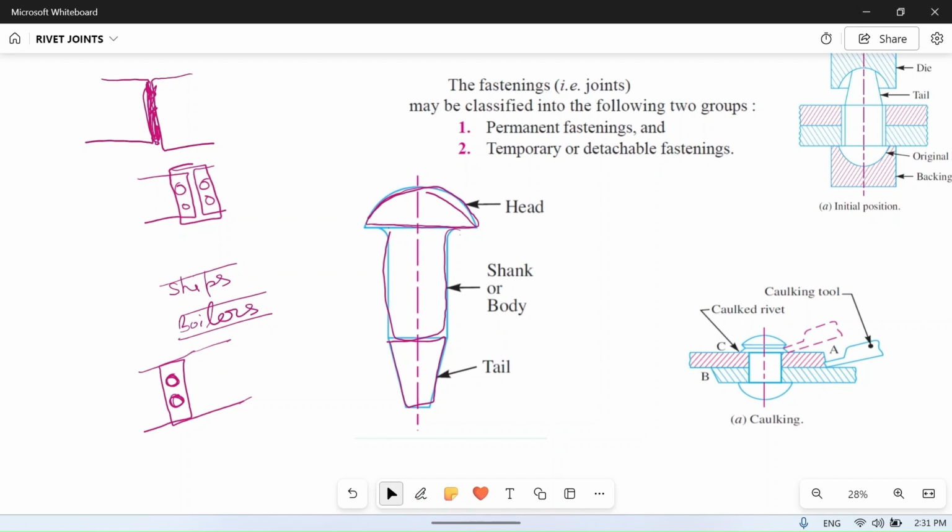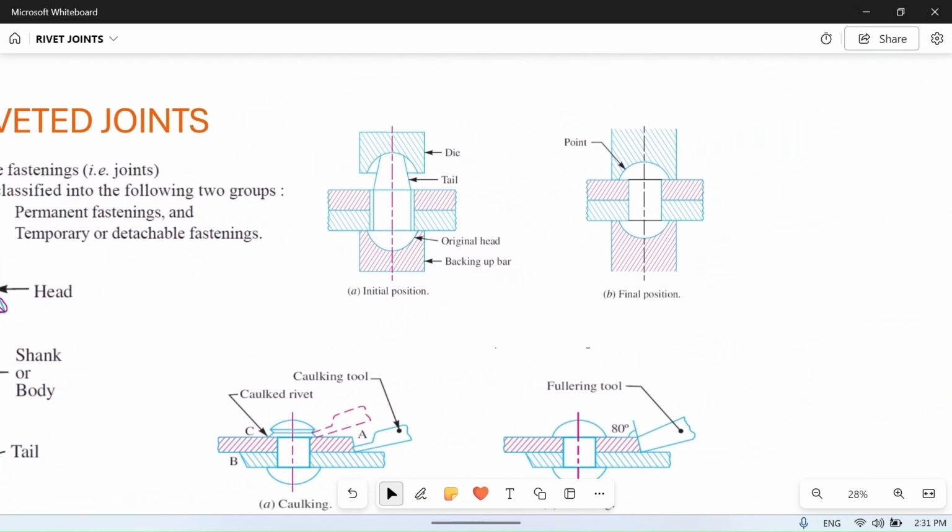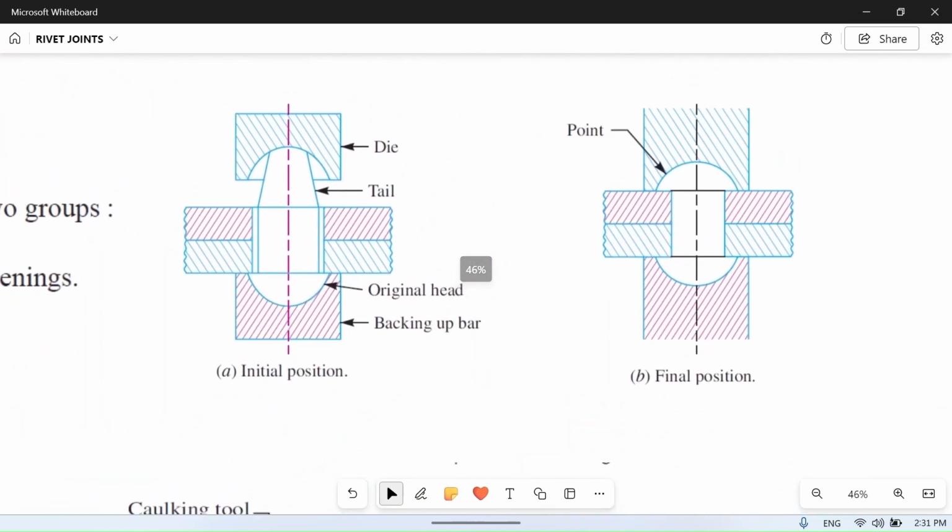Second thing is that for a rivet joint, you need clearance. You cannot do it in a very compact place, okay. And third, we will see here how riveting is done. So if there are two plates, one plate is this and this is the second plate, and these two plates have to be joined by a riveted joint.